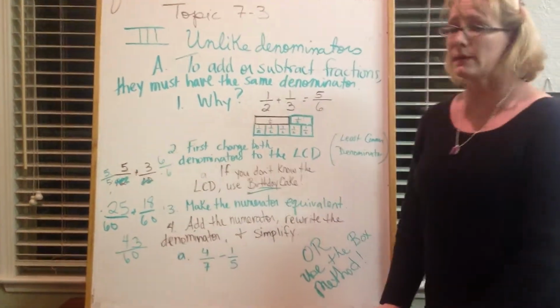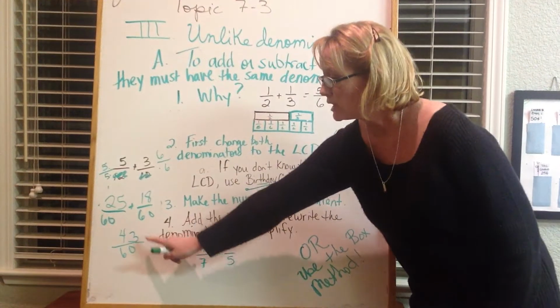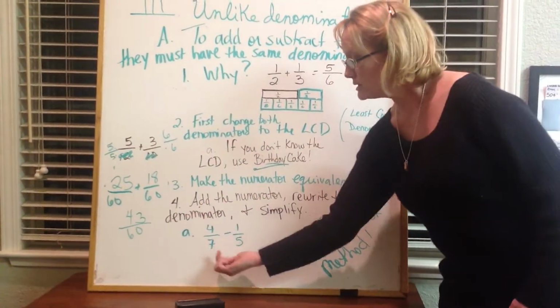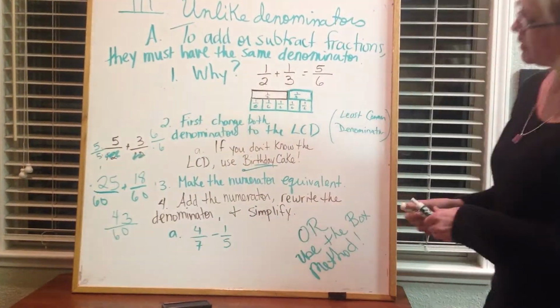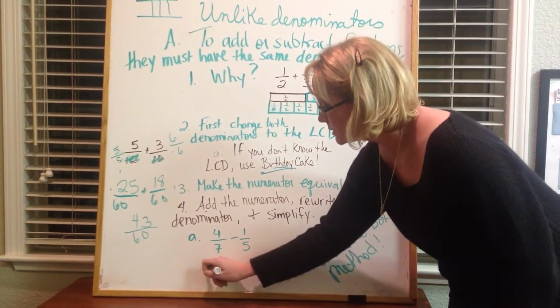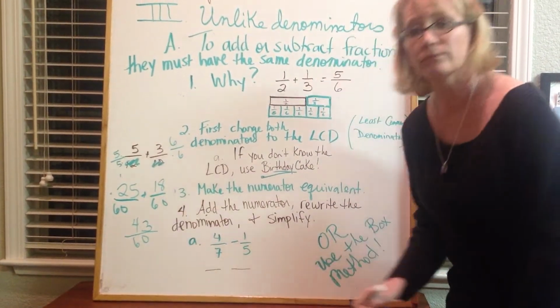We don't add the denominators together. We only add our numerators. You should simplify if you can. We're going to try it again right here. 4/7 minus 1/5. I need to first make it so they have the same denominator. What is their common denominator? What's the number that both 7 and 5 can turn into? 35.